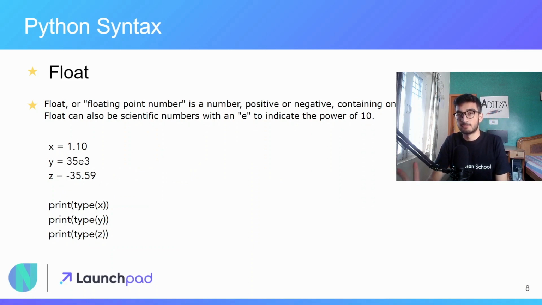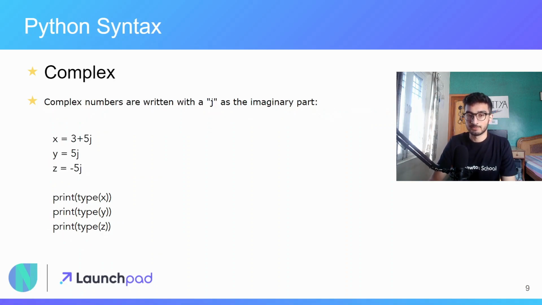Then there is the float data type. So float or floating point number is a number, positive or negative, containing one or more decimals. Float can also be scientific, as in you can use the letter e to indicate the power of 10. So in the examples, we have 1.10, we have 35e3, and then there is also minus 35.59. So all these examples are of type float.